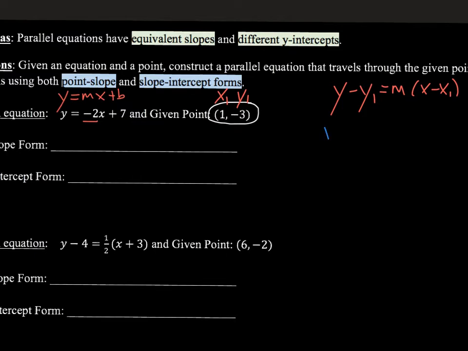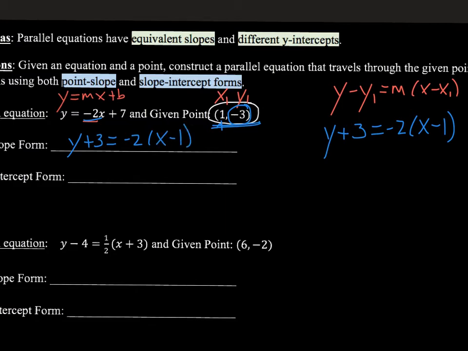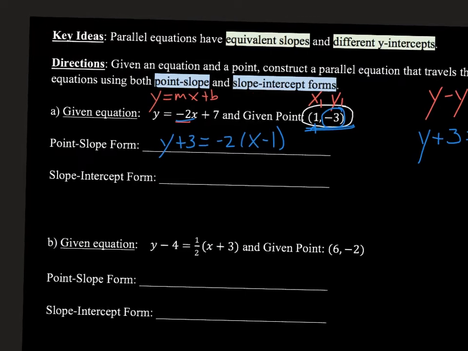So I have my output variable minus the y coordinate. So minus negative 3 becomes plus 3. I have my slope. I need equivalent slopes to be parallel. And then I have my input variable, and then I'm taking this point here, 1. So I very efficiently was able to represent an equation that is parallel to the given equation and traveling through that given point as y plus 3 is equal to negative 2x minus 1. So that is the equation we're looking for in point slope form.